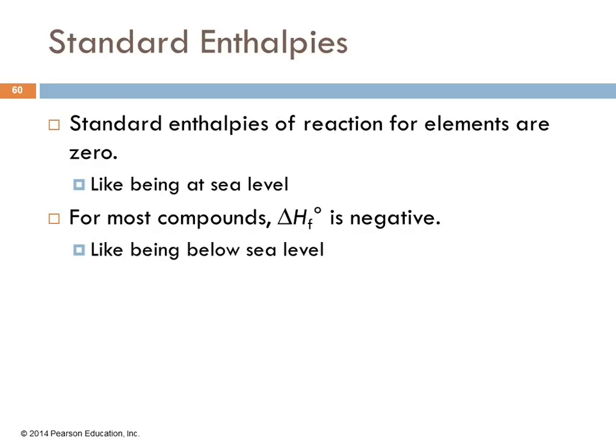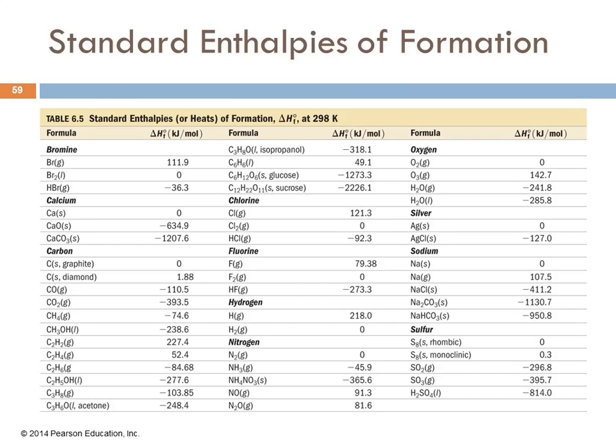So let's go back to that table. Like bromine. Well, there's 2 possibilities here. Bromine, the atom in the gas state, bromine as a diatomic molecule in the liquid state. Both of those are elemental forms of bromine. How do we know which one is the standard? It's the one with delta H f equals 0.